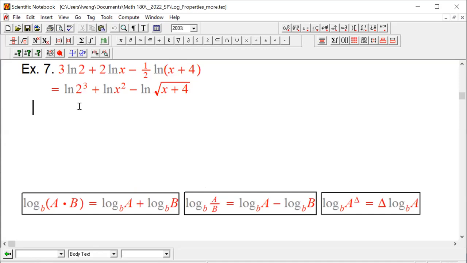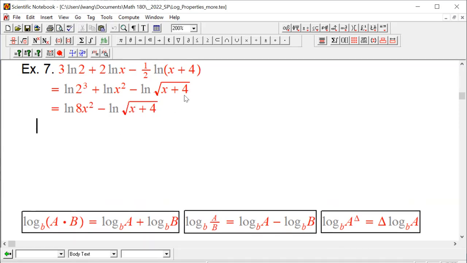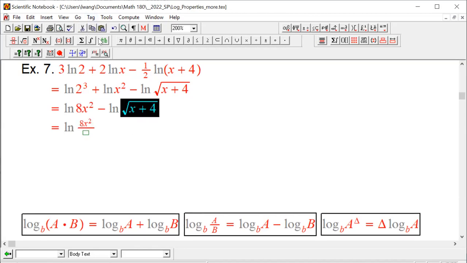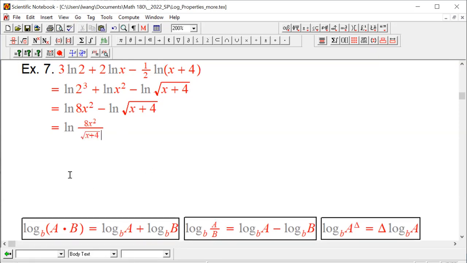Okay, so we have these, we can go by the order, right? So we first do ln, so this is a product rule, right? 2 to the power 3 is 8. So 8 times x squared minus ln of square root of x plus 4. And last but not least, the last step is going to be ln quotient rule. So 8x squared divided by the square root of x plus 4.